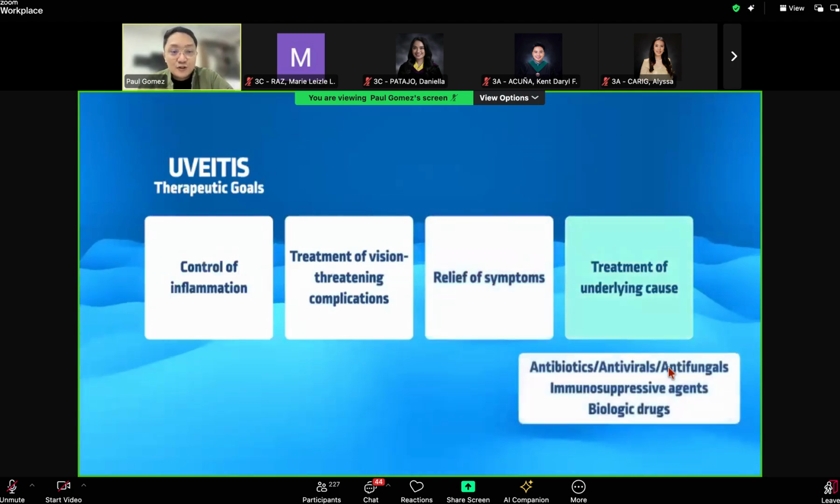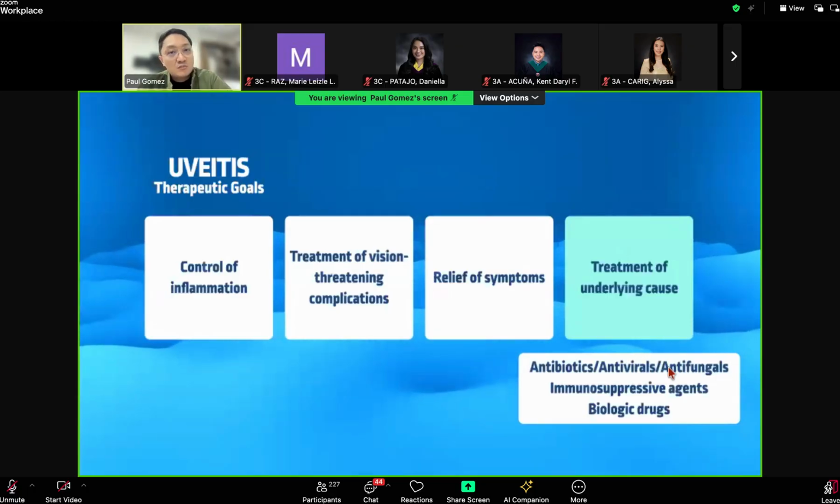And as I highlighted earlier, the underlying cause must also be addressed. Proper identification of the etiology will lead to proper prescription of needed drugs in the form of antibiotics, antivirals, antifungals, possibly immunosuppressive agents, or biologic drugs.